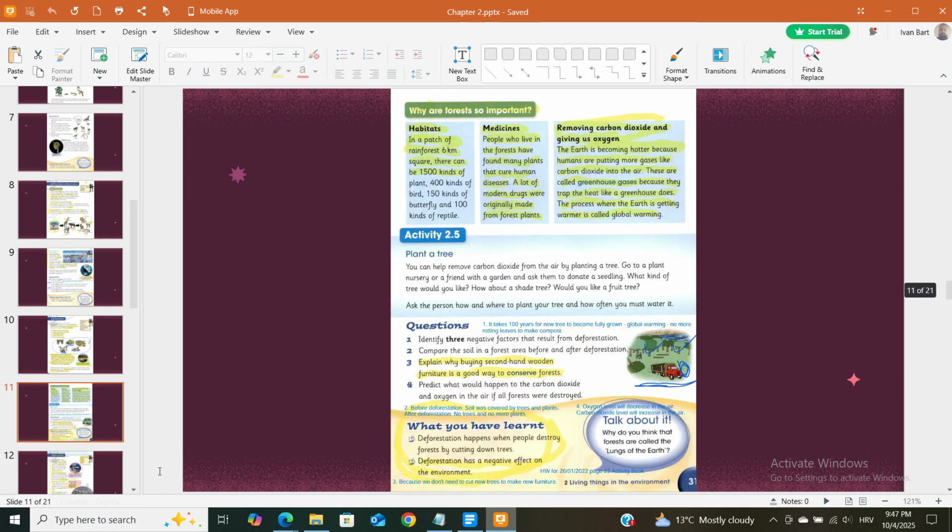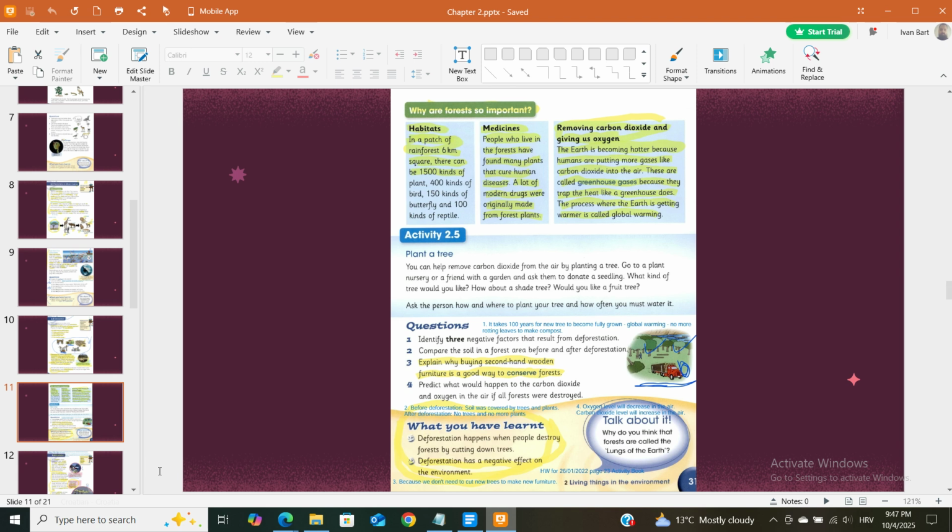Why are forests so important? Habitats. In a patch of rainforest 6 kilometers square, there can be 1,500 kinds of plant, 400 kinds of bird, 150 kinds of butterfly and 100 kinds of reptile.